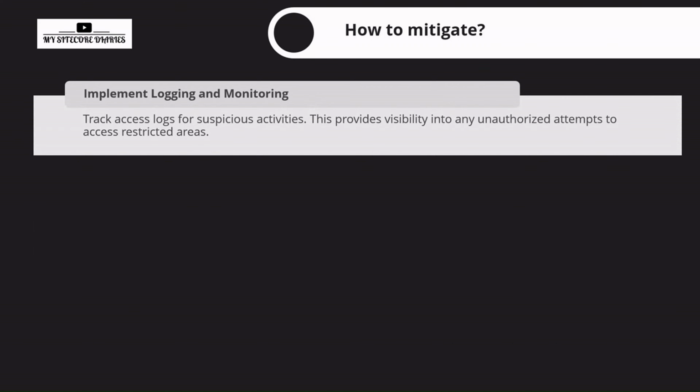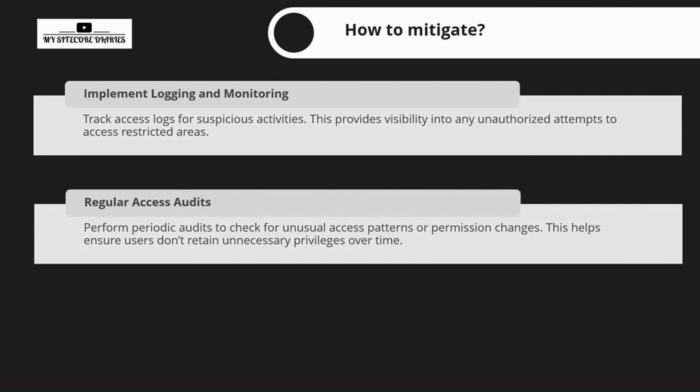Implement logging and monitoring. It is important to know who has done what. Track access logs and suspicious activities. This provides visibility into any unauthorized attempts to access restricted areas. You should be monitoring the logs, and this will identify if any suspicious activity is happening. Regular access audit.